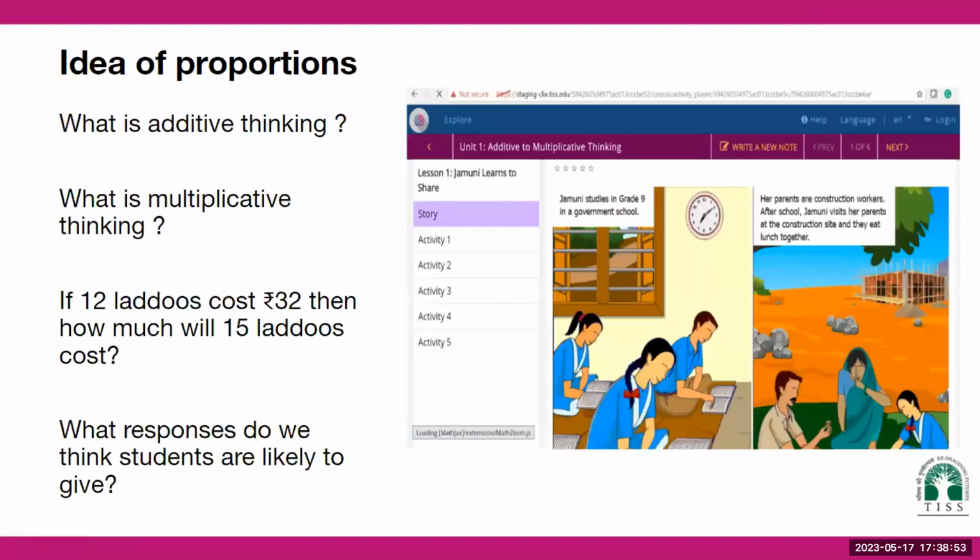First, let us think about the idea of proportion itself. To understand proportional reasoning, we need to understand two types of thinking present when we engage with mathematics topics. First is additive thinking, and the second is multiplicative thinking. Additive thinking involves thinking in quantities: whenever a change happens, you think of it as an addition. Multiplicative thinking is when the change is thought of as multiplication between the quantities.